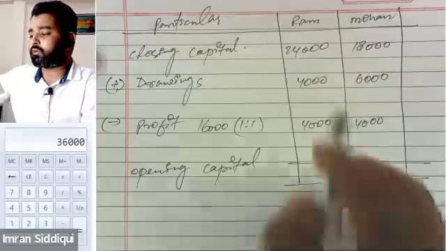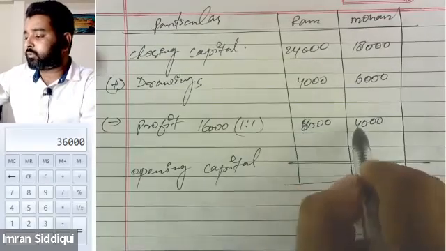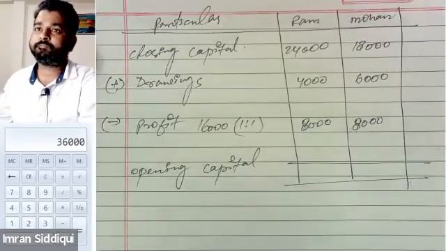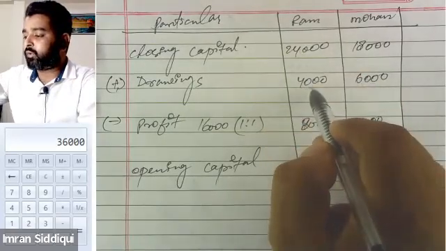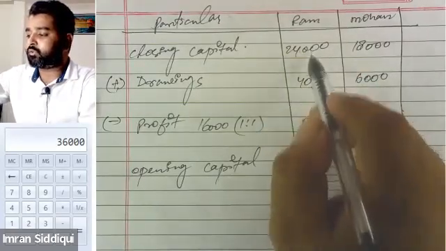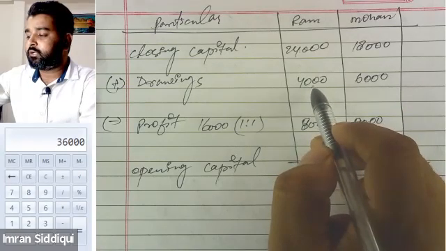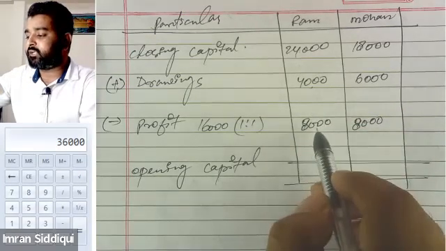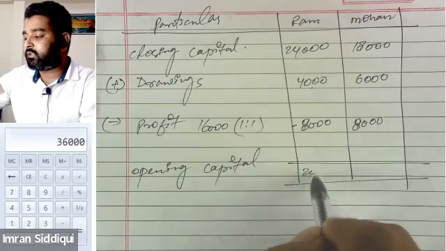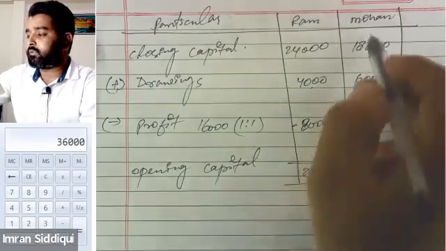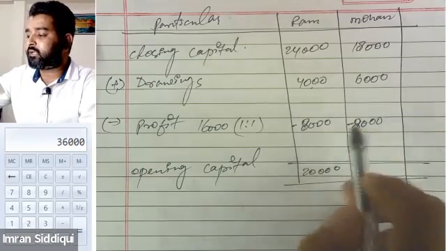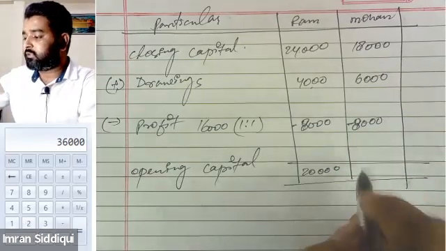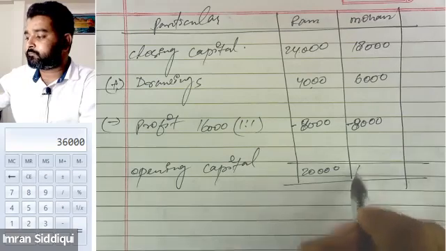16,000, no, I'm sorry, 8,000 should be, no? 8,000 and 8,000. Sorry. Okay, so now we will add drawings, we will subtract profit. So 24,000 plus 4,000 will be 28,000, and subtracting 8,000 will be 20,000. And similarly for Mohan as well, 18 plus 6 minus 8, it will be 16,000.